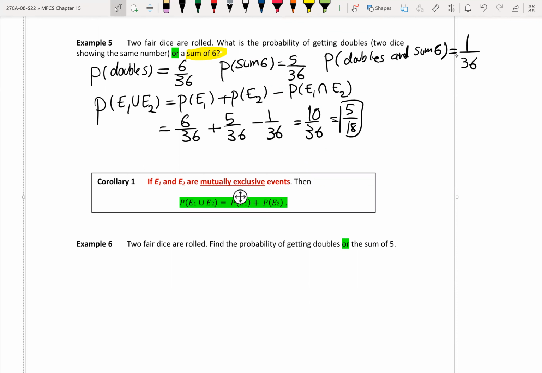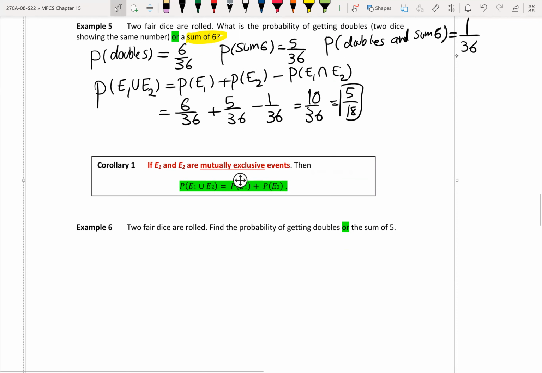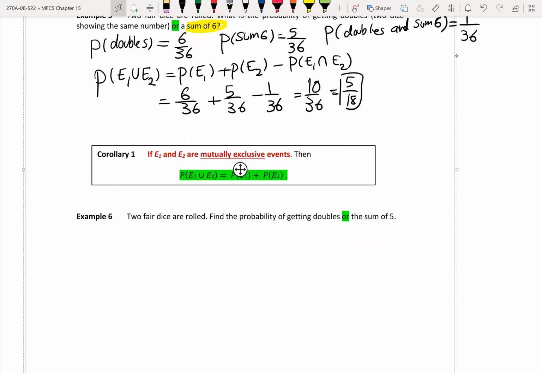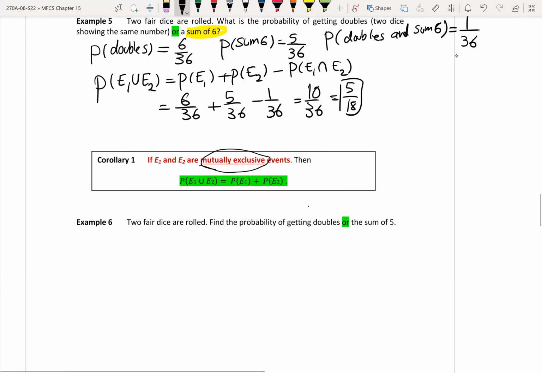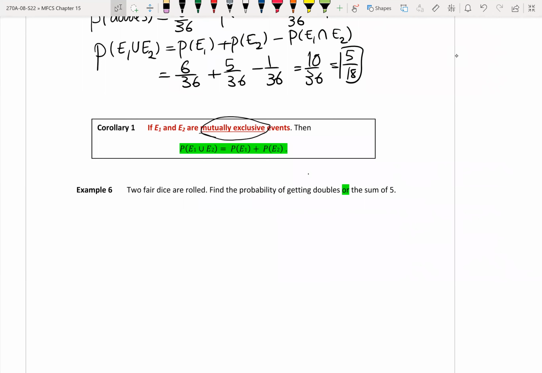Any question here? There are cases where you do not need to subtract the intersection. What's the reason? Because they are mutually exclusive. If they are mutually exclusive, you don't subtract the intersection because basically the intersection is 0, right? So like in this problem, the probability of getting doubles was 6 out of 36.